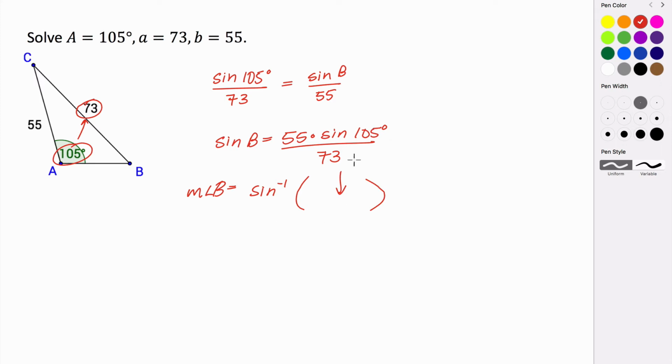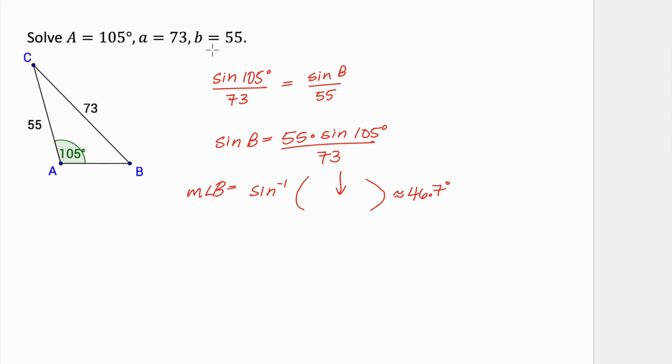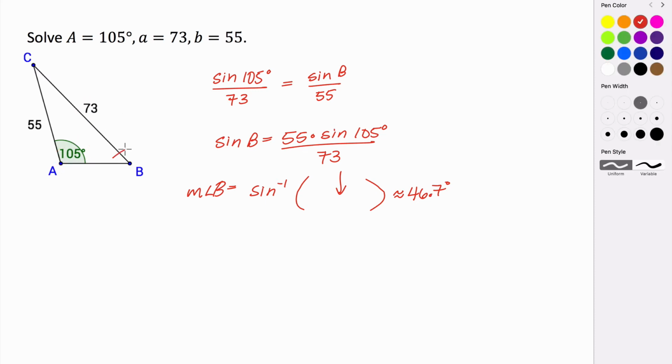So you take all of this, plug it into your calculator, and we're going to get that the measure of angle B is about, let's round to the nearest tenth. We're going to get about 46.7 degrees. So this measure here is about 46.7 degrees.